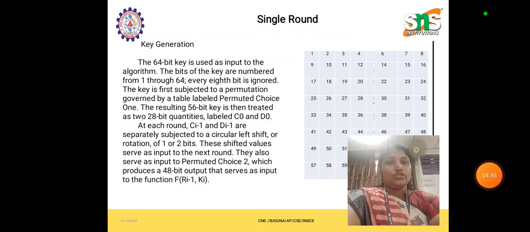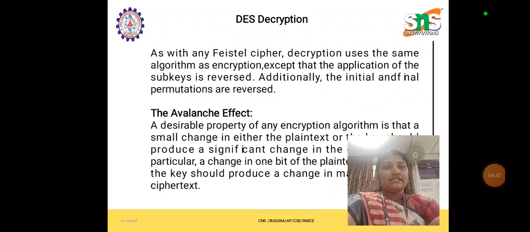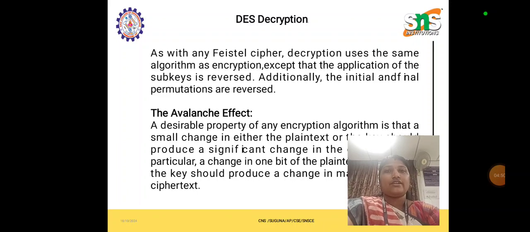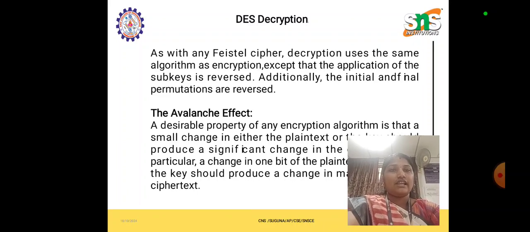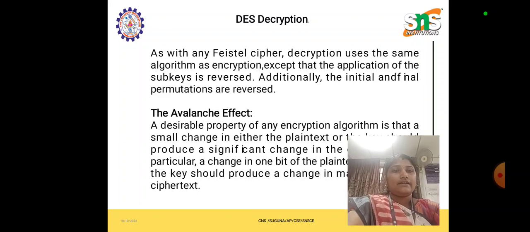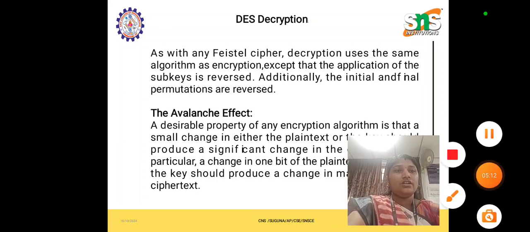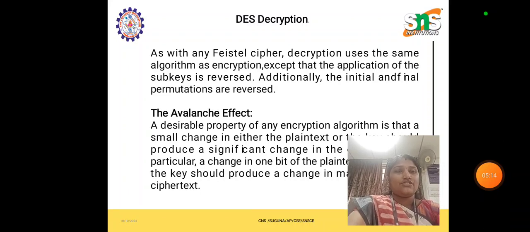So this is what happens in DES, and DES has an effect called the avalanche effect. The avalanche effect is a property of an algorithm: if we make a small change either in the plain text or in the key bit, it will produce a significant change in the cipher text. That effect we call the avalanche effect. Since DES uses a Feistel structure, it is subject to the avalanche effect.